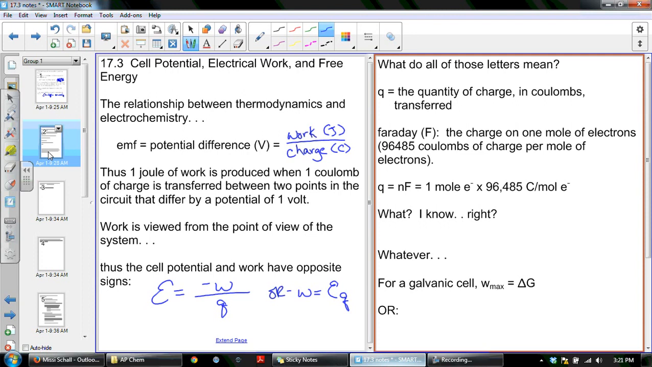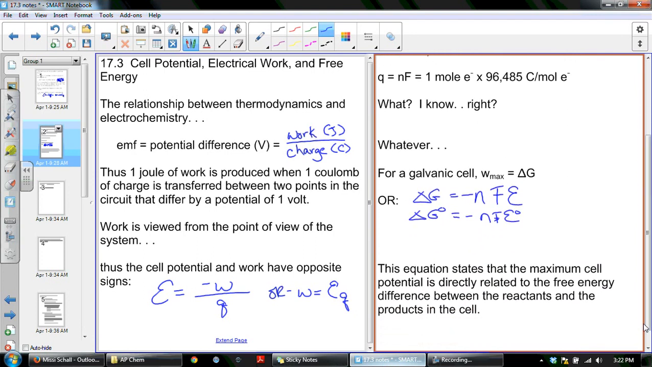So for a galvanic cell, the maximum work is equal to delta G, or the free energy. Or this equation, which you'll find on your sheet from AP, that delta G equals negative n, whoops, that's an n, not an m, n times capital F, which is that Faraday, times the potential. Or the standard free energy, remember that little 0 means standard, is equal to negative n times a Faraday times the standard electrical potential. So this equation states that the maximum cell potential is directly related to the free energy difference between the reactants and the products in a cell.